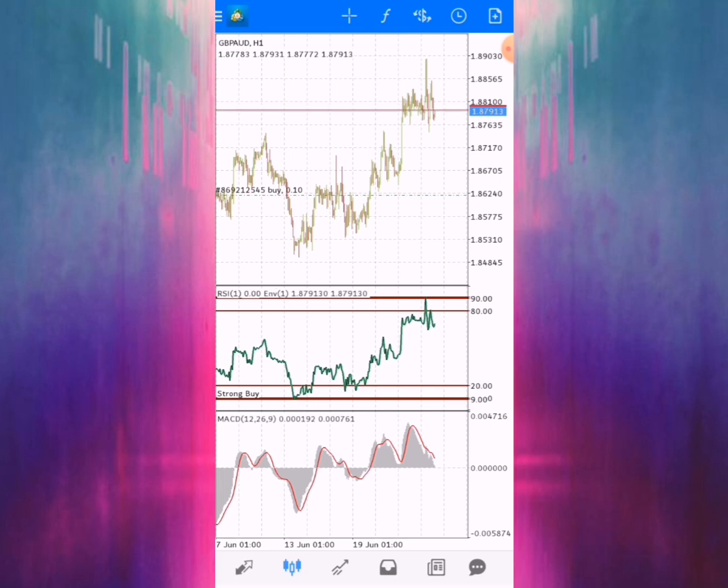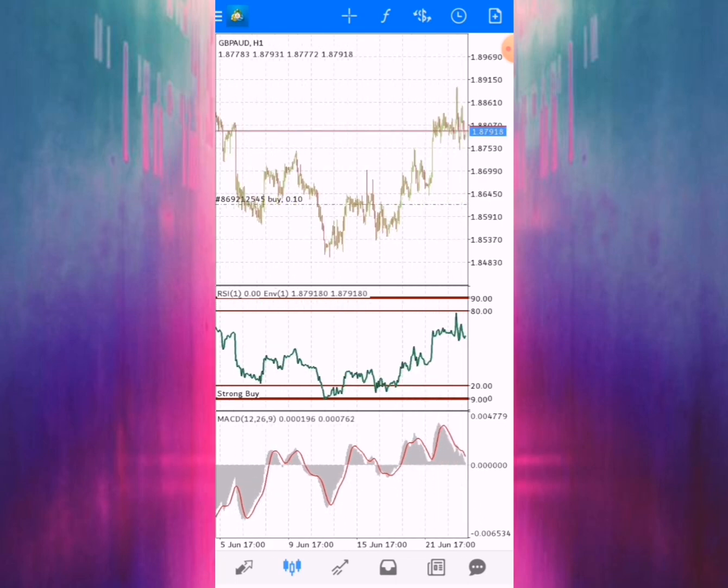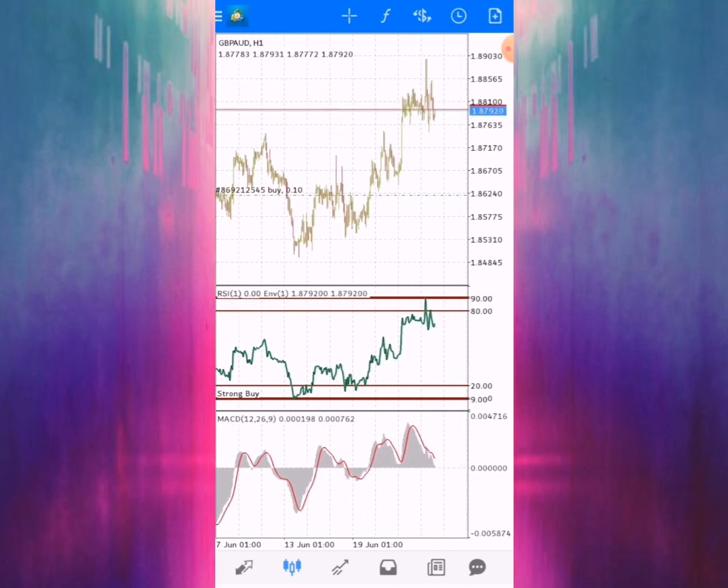So for the zoom level, you can just zoom out to the smallest point, and to check if it's not repainting, just move it back and forth. If it's not repainting, it is not going to move away from the 90 level when you do this.